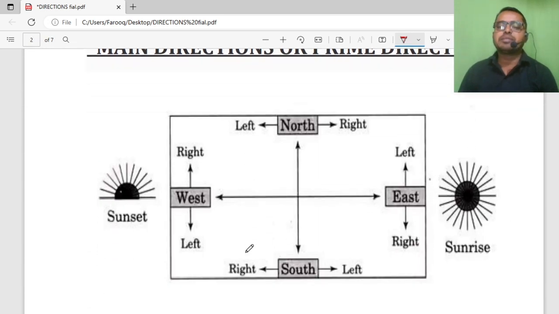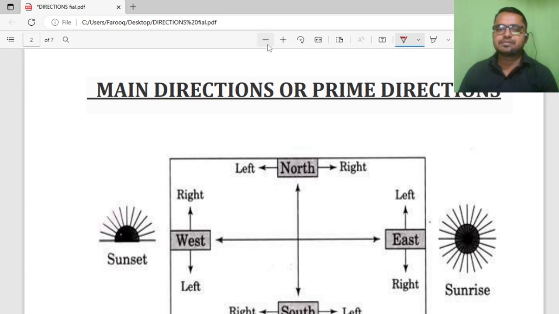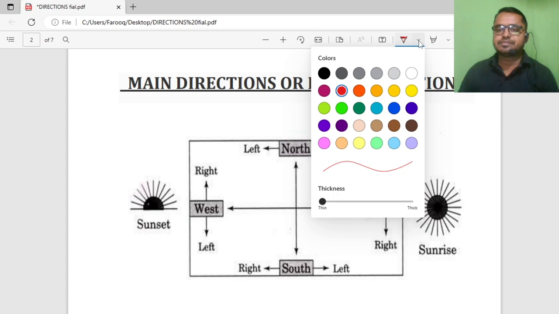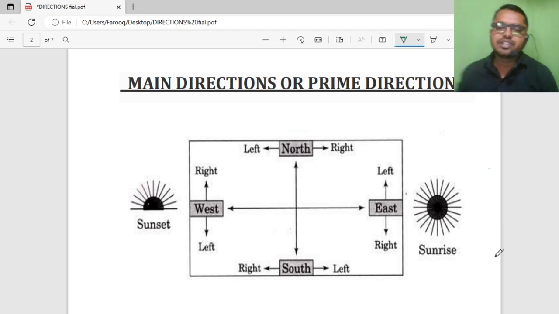The main directions or prime directions are, see here on the screen, north, east, south, west. These are the main directions or prime directions. From the north, this side is right and this side is left. From the east, the upper side is the left direction and the downward side is the right direction.